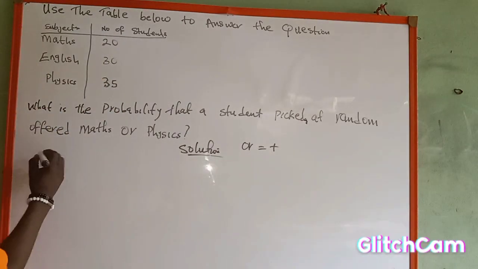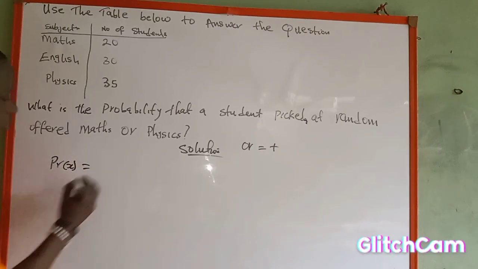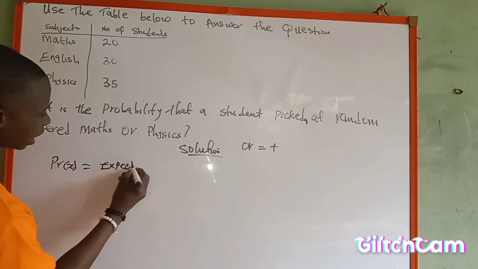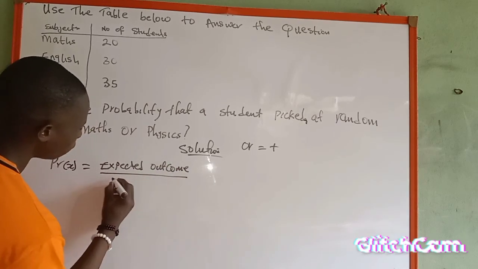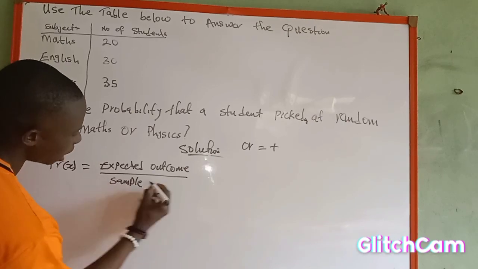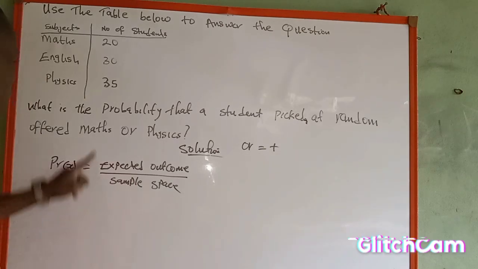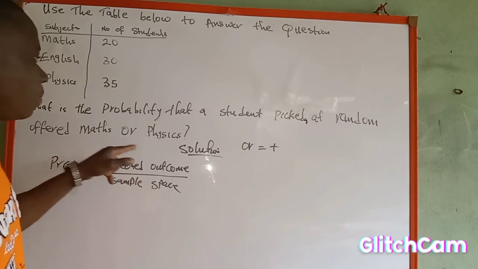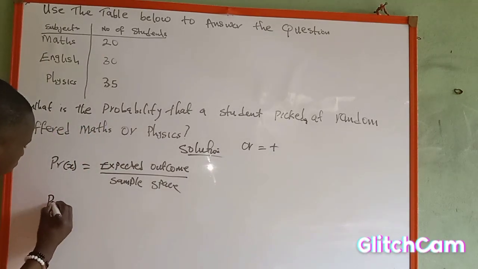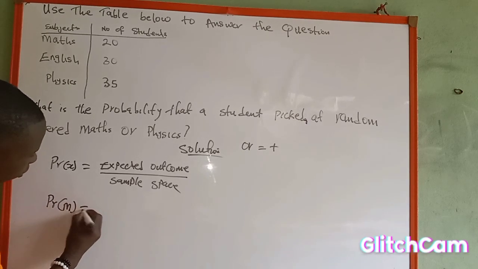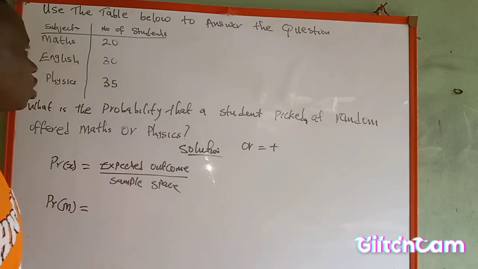So let me recall, the formula to calculate probability is equal to the expected outcome all over the sample space. This is the formula to calculate a probability. So let us look for the probability that a student picked at random is for maths first. So I can say probability of maths is equal to the expected outcome. This is the expected outcome of the experiment.